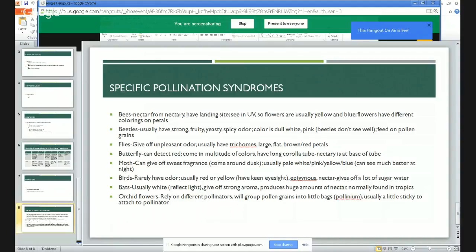If you're pollinated by flies, they're also attracted by different odors, so it's not uncommon for those flowers pollinated by flies to give off unpleasant odors, usually through trichomes. They are going to have large, flat petals that are maybe brown or red, darker in color.